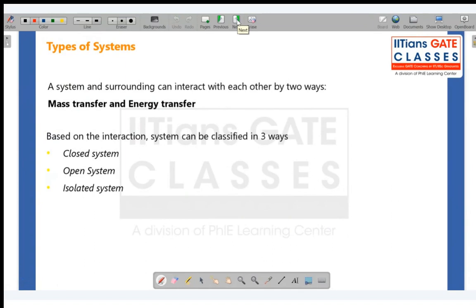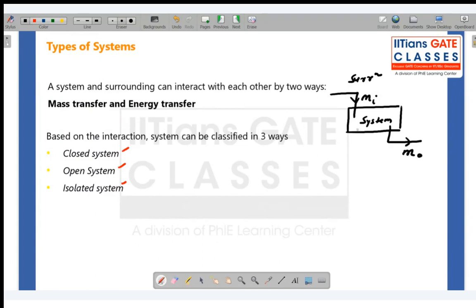Now the systems can be classified as closed, open, and isolated. But in what terms? How are we classifying? If we are classifying something, it should be on some basis. What is the basis? As I told you, this system can interact with the surrounding. But how is it interacting? It can only interact in two ways. I told you one thing already: if I am saying these two things are interacting, that means something should cross the boundary. So if any mass is entering or leaving, mass out or in.